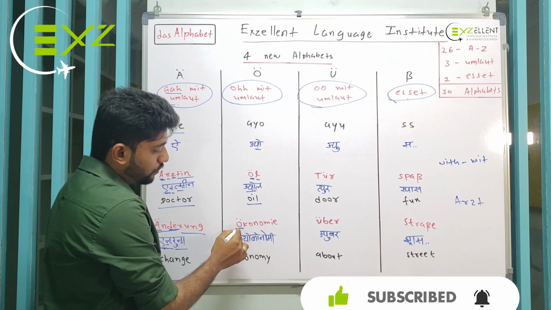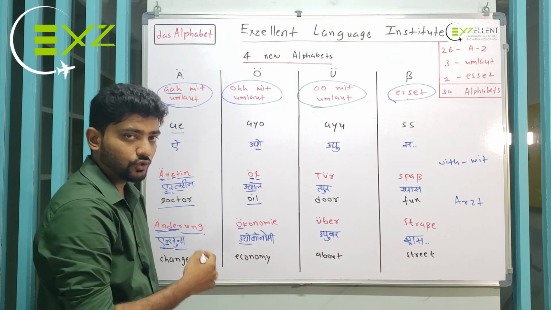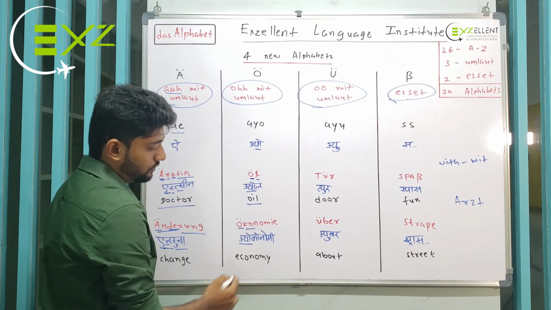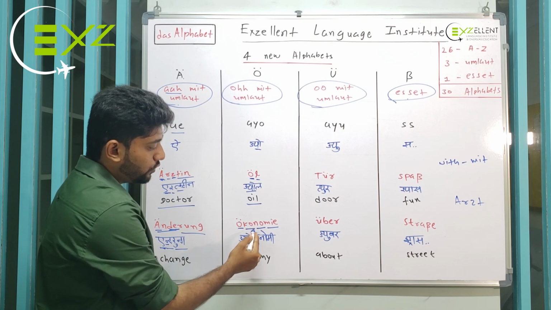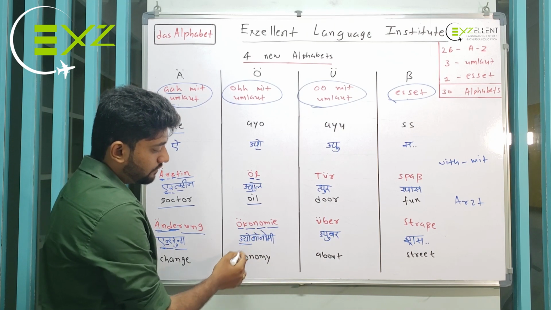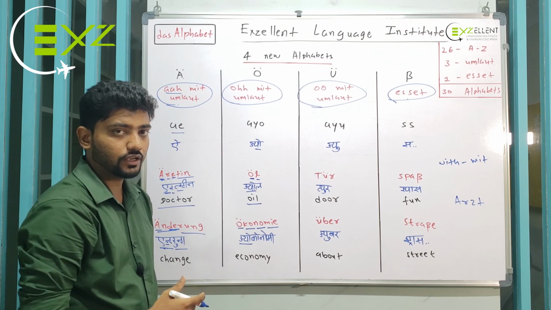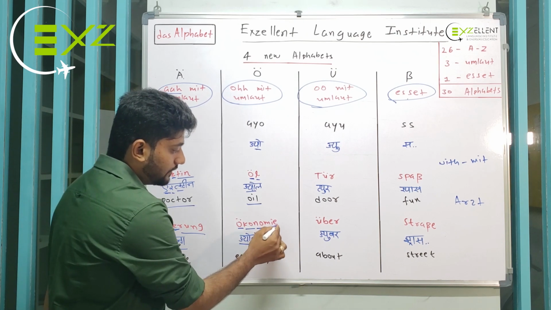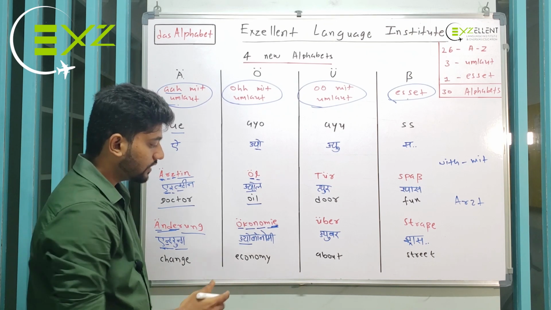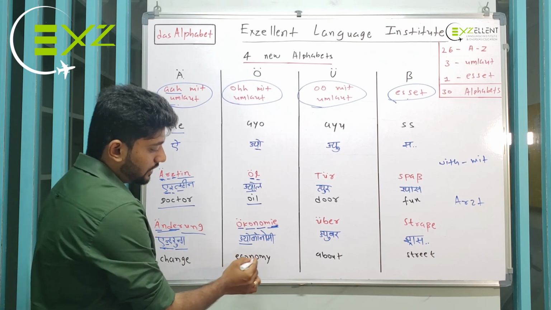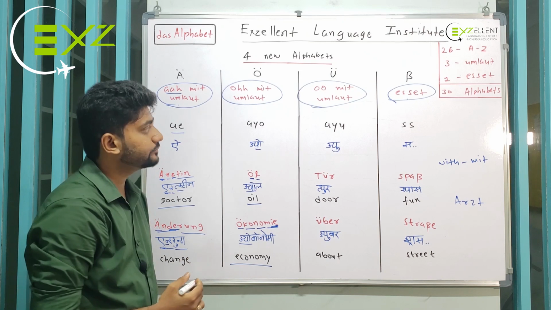Now let's have another example. O mit umlaut, we have written here, yo, ko, no, mi: Ökonomie. Here it is economy. See, IE we are going to pronounce as E. So economy, in English language it is economy.